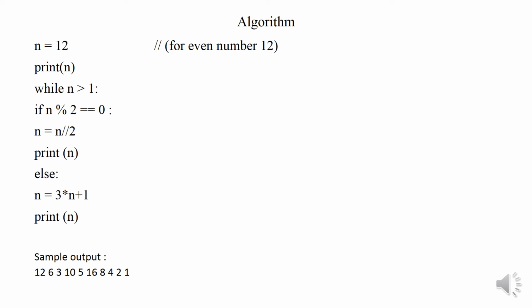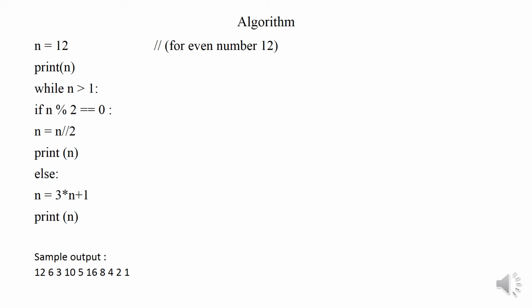Then we again check the while condition: 6 is greater than 1? Yes. We find the modulus of 6 mod 2. We get 0 here again. Remainder is 0, so 6 is an even number. We get 6 divided by 2, we get 3.